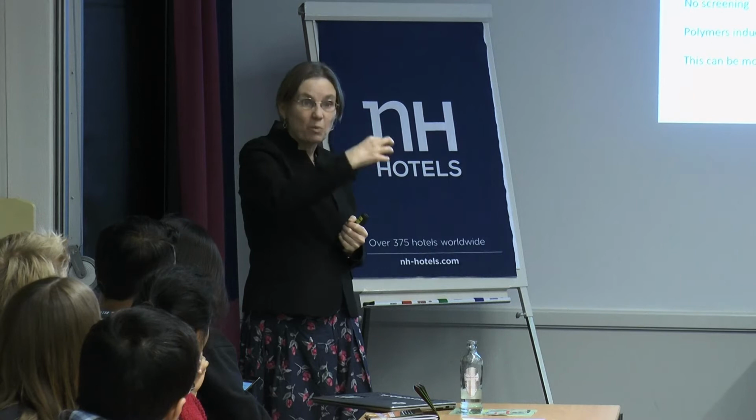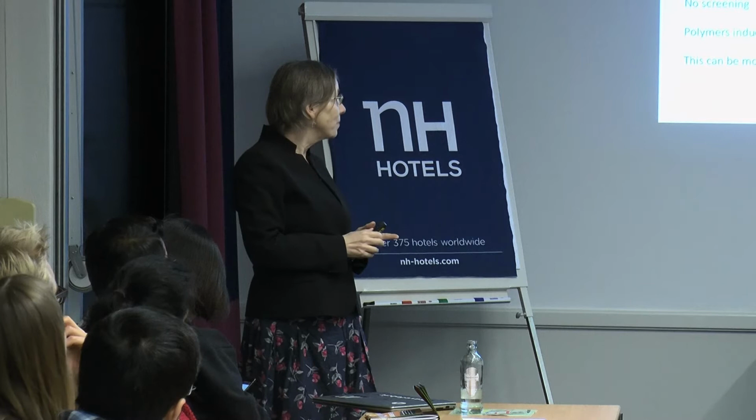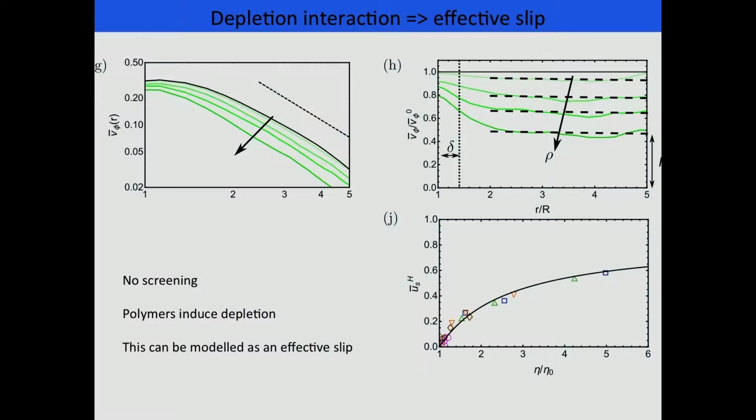So the data in the simulations matches very nicely, thinking of this as having this depletion layer, and it turns out that the depletion layer is the same thing as an effective slip on the surface. Makes sense, but it's not obvious. But if you do the maths, that's what comes out. And the effective slip you can calculate looks like this, and those are our data points.